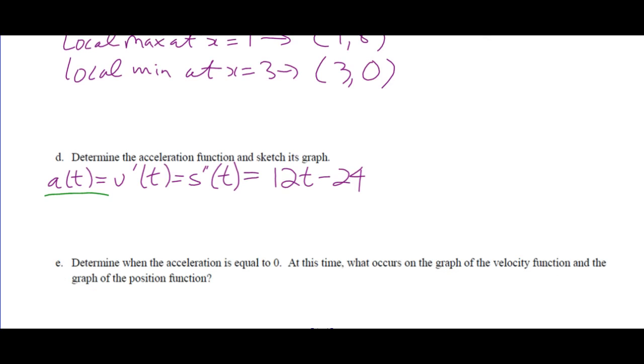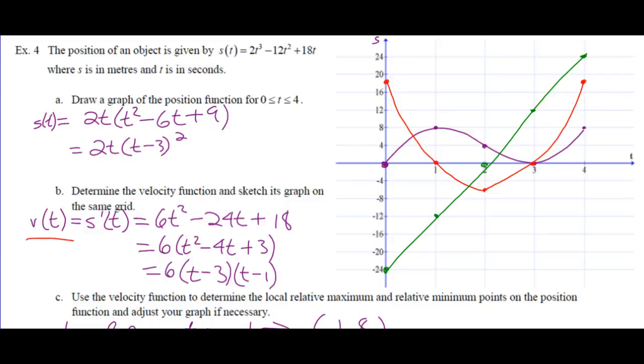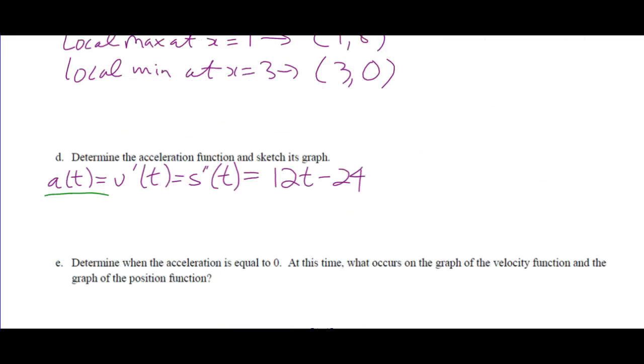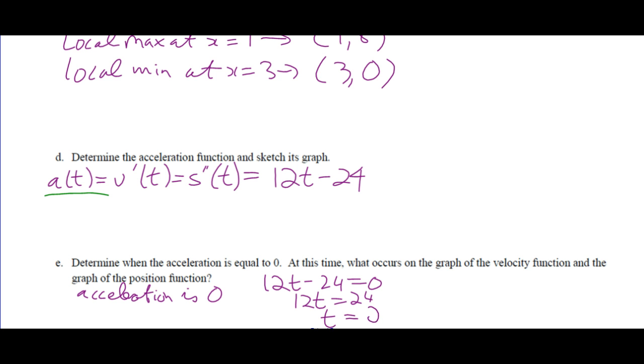Determine when the acceleration is equal to 0. So when is it? It's at 2. The line is kind of not the best line. So acceleration is 0. So you can do it 2 ways, right? You go 12t minus 24 is equal to 0. 12t is 24, and t equals 2.